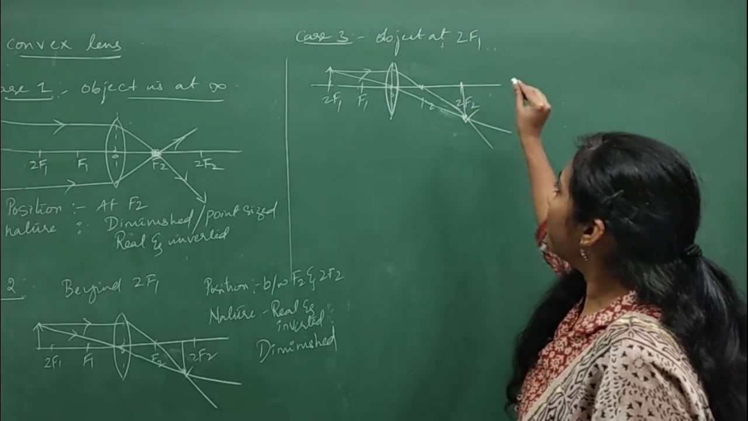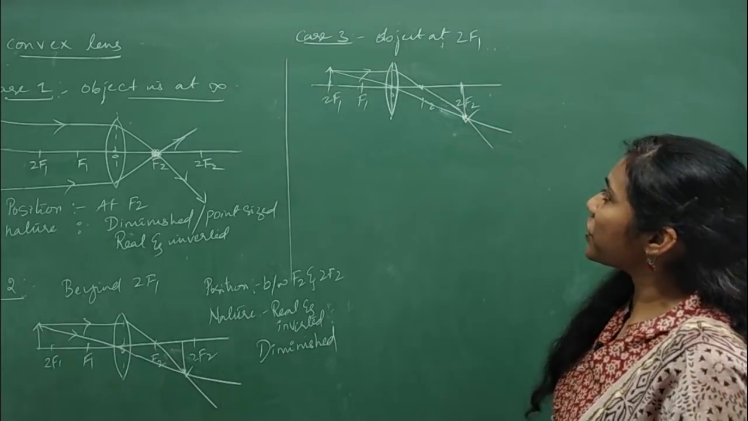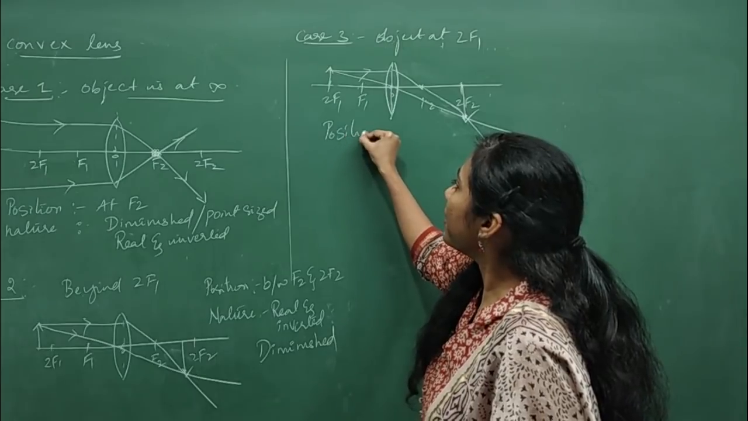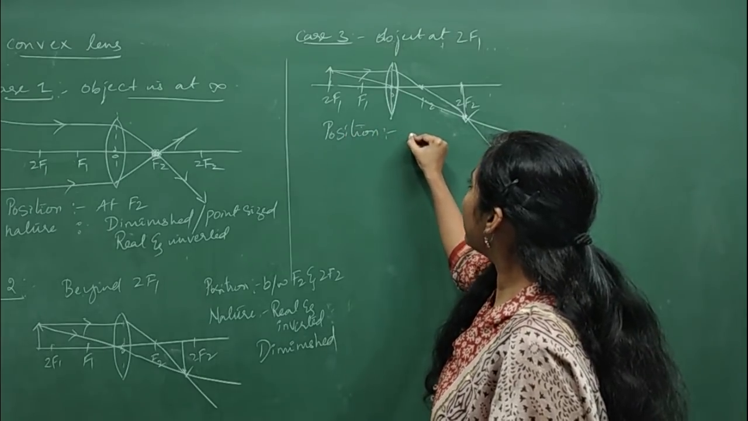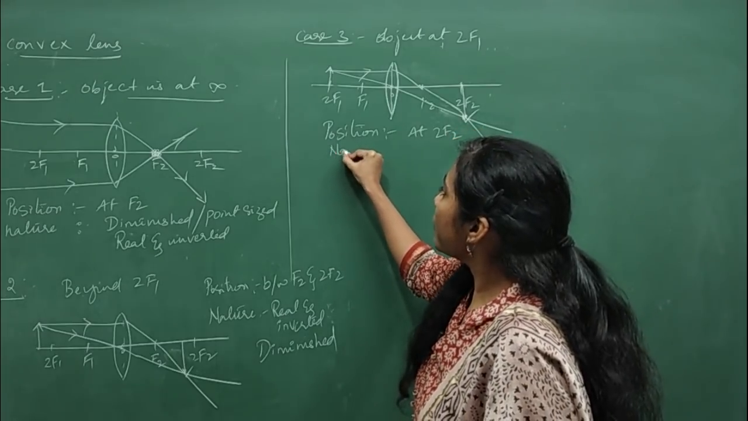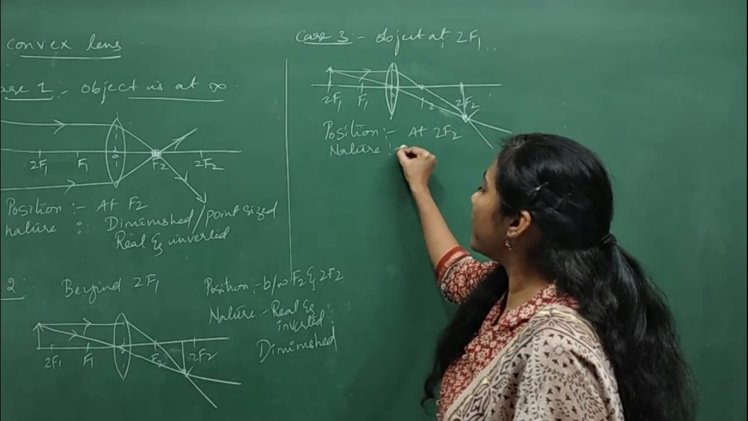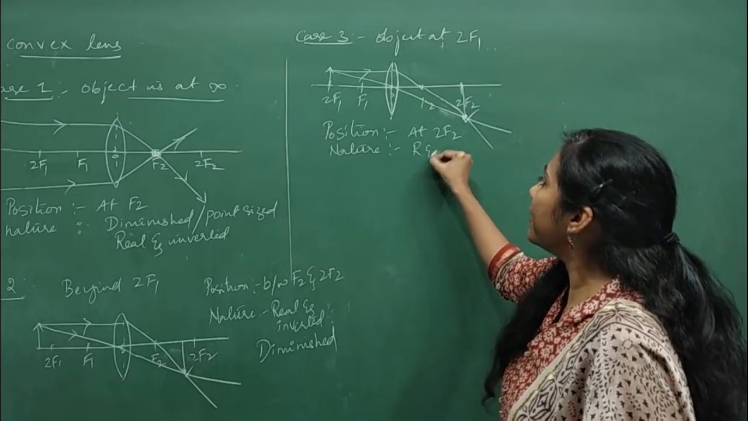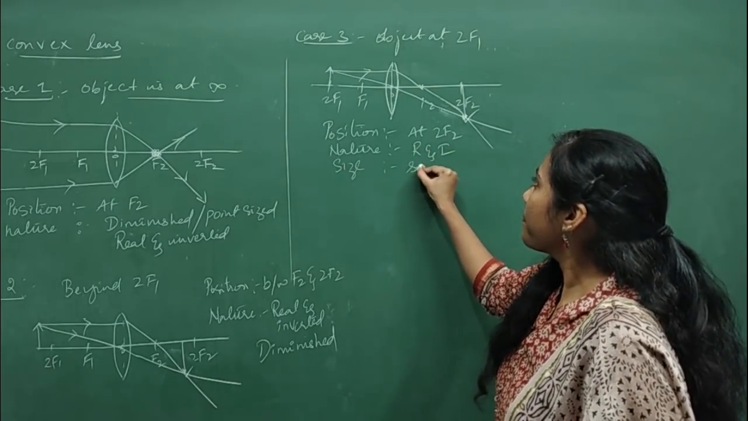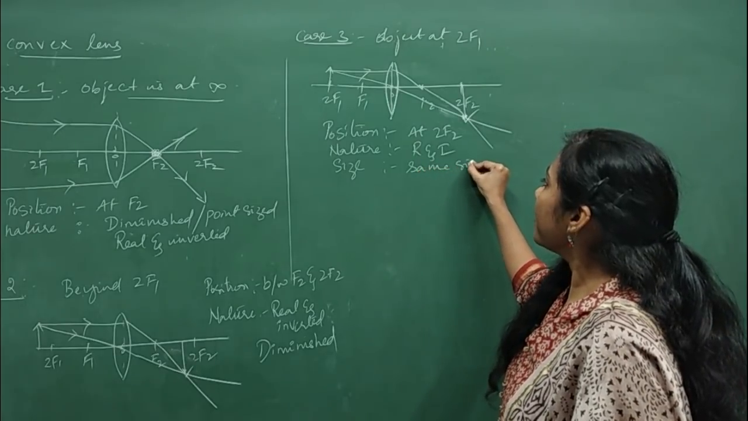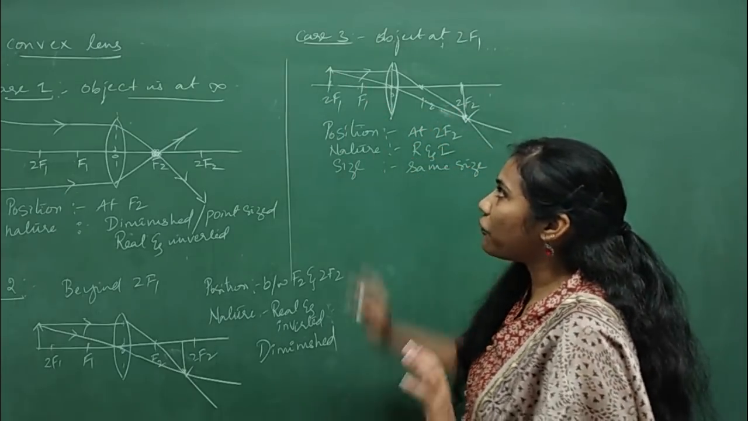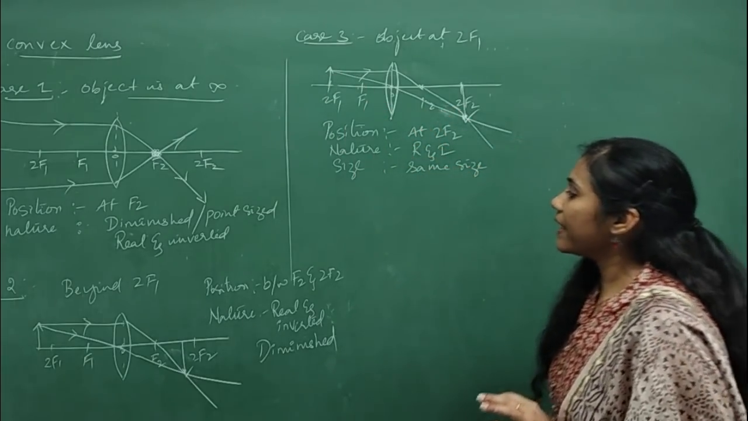So straight away you are getting your image at 2F2, isn't it? So let us write the position here. Position of the image is at 2F2, and the nature of image is real and inverted, and size is the same size. Okay, you will get an image having the same size as that of the object. So that is your case 3.